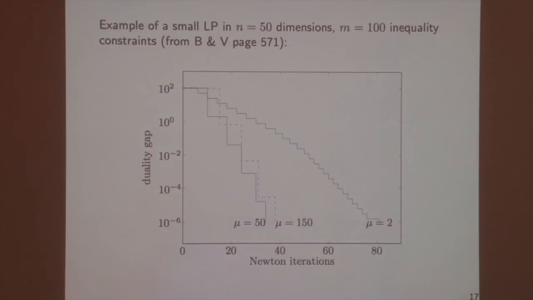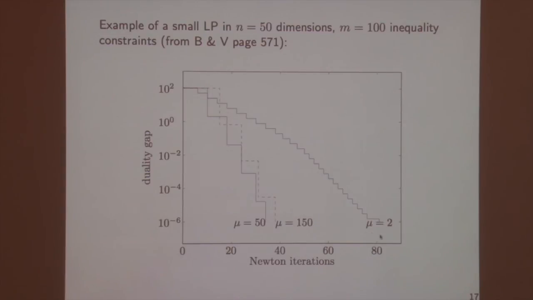So this was an example I took from the Boyd and Vandenberghe book. They were solving a linear program in 50 dimensions with 100 inequality constraints. These are the number of Newton iterations required in total across the whole life of the barrier method in order to get the duality gap down to, say, 10 to the minus 6. And you can see here's the value of mu they tried: mu equals 2, mu equals 50, mu equals 150.